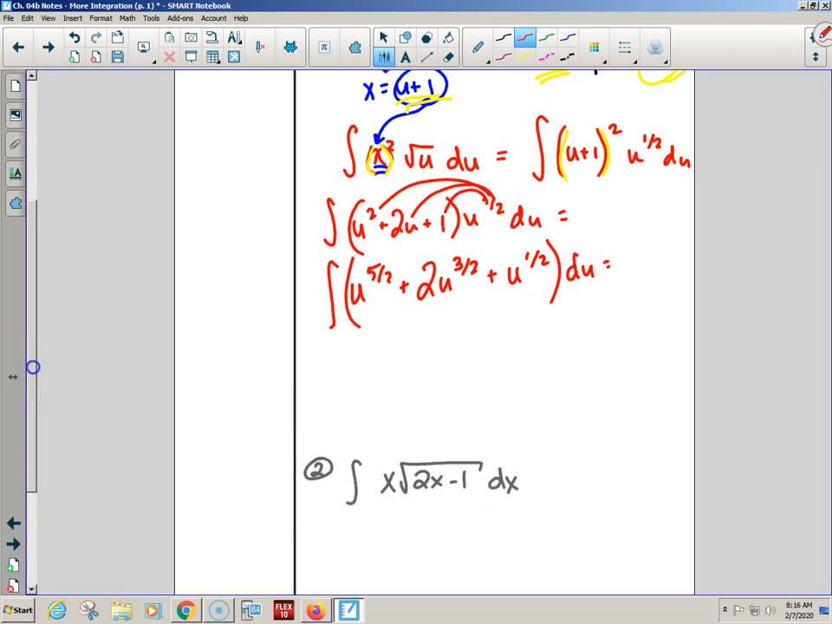So then we go ahead and anti-derive and get u to the 7/2 times 2/7 plus 2u to the 5/2 times 2/5. I didn't leave room for that extra fraction. Here we go. u to the 5/2 times 2/5. If you need it, you can do that little over 1 to help you with the fraction multiplication. And then u to the 3/2 times 2/3.